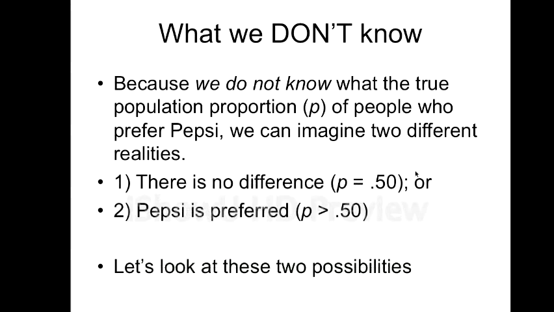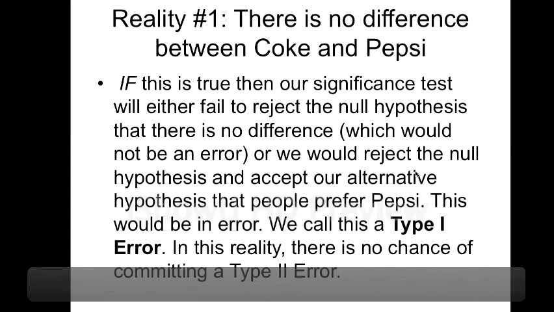Part of the difficulty in grasping the concept of a significance test is because of what we don't know. We do not know the true population proportion. If we did, we wouldn't need to do a significance test. Okay, so what we're going to do is imagine two different realities. In one reality, there is no difference between Coke and Pepsi. The proportion that prefer Pepsi is 50%. And in an alternate universe, we're going to assume that Pepsi is the preferred choice, meaning that the proportion is greater than 50%. Let's look at these two possibilities.